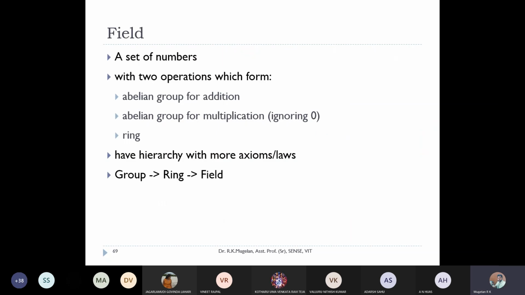Now we move on to field. So field will be a set of numbers. And here also we are going to perform two operations. If you take a field, it will also perform addition and multiplication. Both addition and multiplication are going to be abelian group, but with one exception for multiplication: we are going to ignore the number 0. We already saw while discussing finding the multiplicative inverse that 0 doesn't have a multiplicative inverse at all. That's why they're ignoring 0 here.